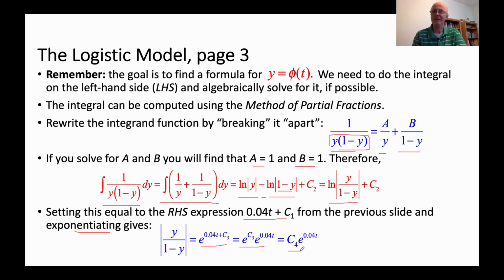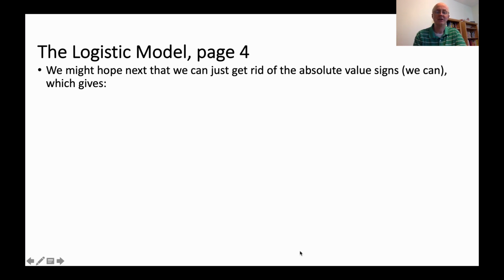Boy, it sure would be nice to get rid of those absolute value signs. Can you do that? It turns out you can. I'm not going to rigorously prove that, but the proof ultimately is in the checking of the final answer. If you get rid of the absolute value signs, you might write that y over 1 minus y equals c5 times e to the negative 0.04t, where c5 is an arbitrary constant, either positive or negative. We have excluded the case c equals 0, actually, but don't worry about that.